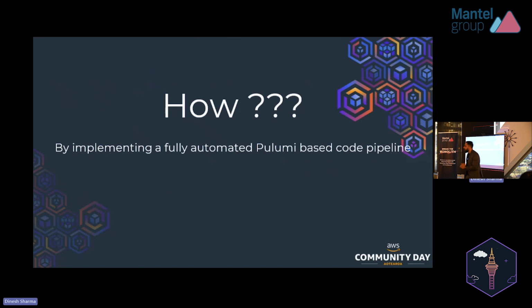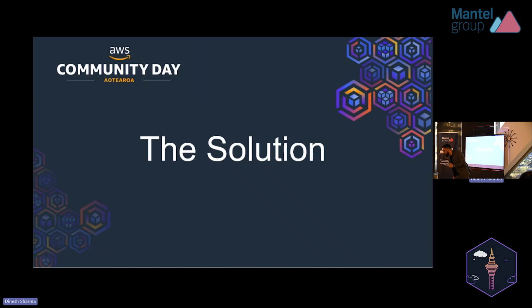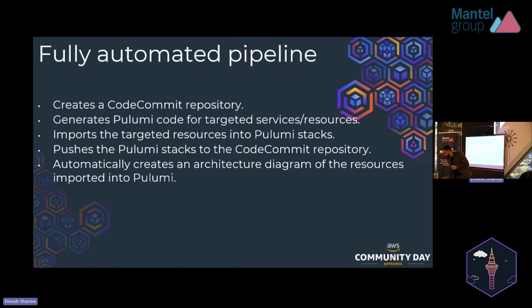Now the question is, how? How are we going to solve this? We're going to solve this problem by implementing a fully automated code pipeline written in Pulumi. So the solution is a fully automated code pipeline, which A, creates a CodeCommit repository for all the imported resources. B, creates Pulumi code for all the targeted resources. And once the Pulumi code is created, it imports the resources into the stack.